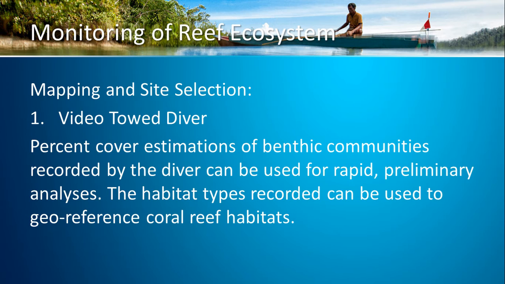Tow diver surveys are good to obtain a general description of a large area, assess large-scale disturbance, for example, bleaching, and assess general distribution and abundance patterns of selected macroinvertebrates, for example, crown-of-thorns or giant clams. They are best for covering large distances at low levels of taxonomic resolution.